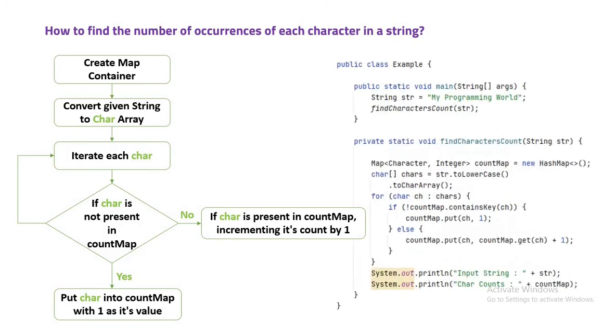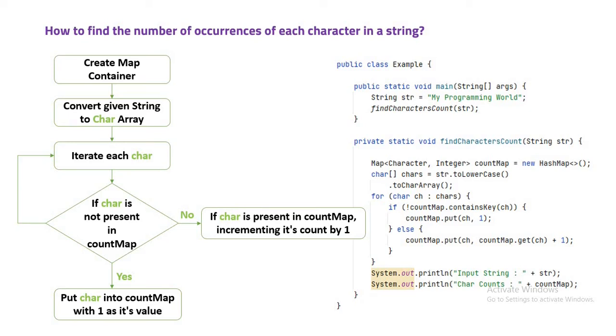So you can see the example, guys. Here I took one class called Example, and in the main method I took one string, and I'm calling the findCharactersCount method. In that one I passed the string, whatever string I have, and later I created one map object. I'm converting the string to the char array. Then we are going to iterate over the characters, and first we'll check whether this particular character is not present in the countMap.